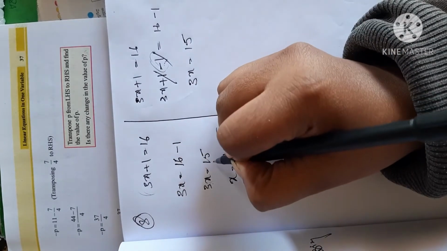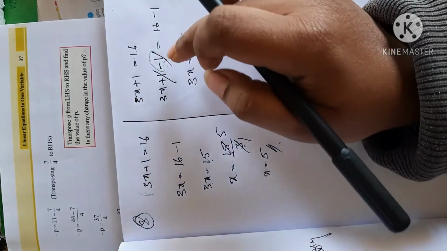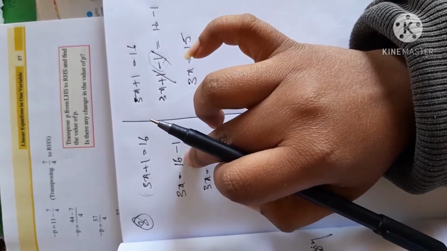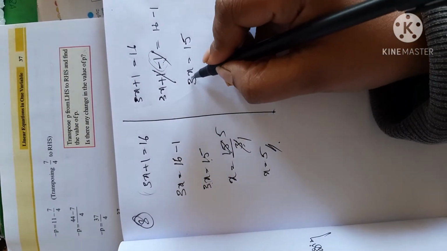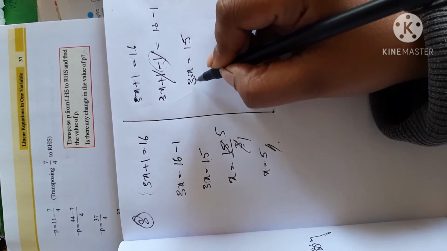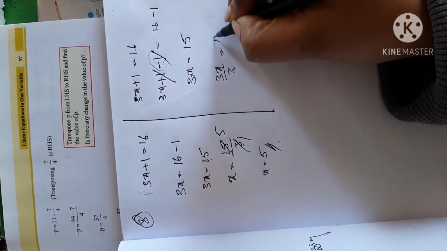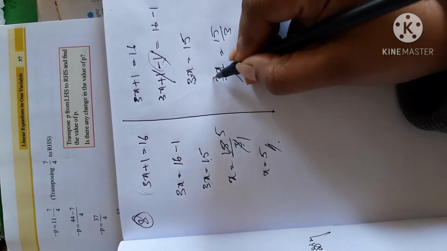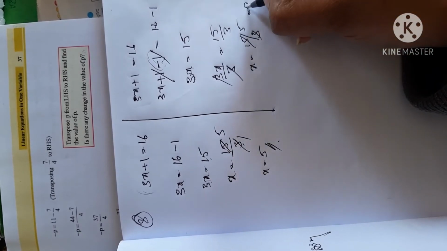Now this step, you have directly written here without adding. In the process of transposing, this is how this step takes place. Now multiplication is there: 3 is multiplied to x, so I want to divide that. Just do it on both the sides. x is equals to 15 by 3. 3 1s are 3, 3 5s are 15, so x is equals to 5.